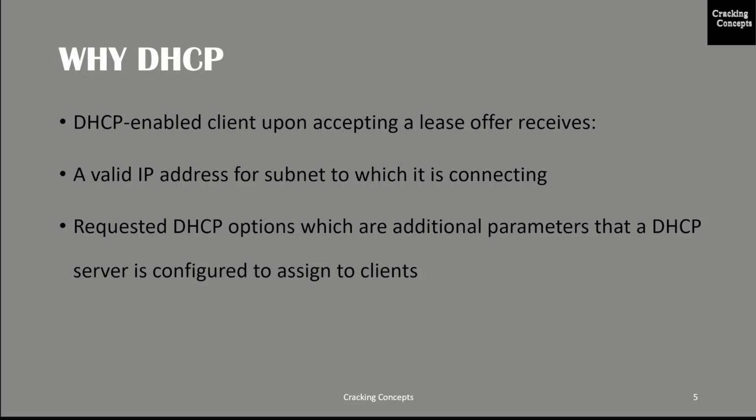A DHCP-enabled client, upon accepting a lease offer, receives a valid IP address for the subnet to which it is connecting, and requested DHCP options, which are additional parameters that a DHCP server is configured to assign to clients. Some examples of DHCP options are router, which is a default gateway, DNS servers, and DNS domain name.